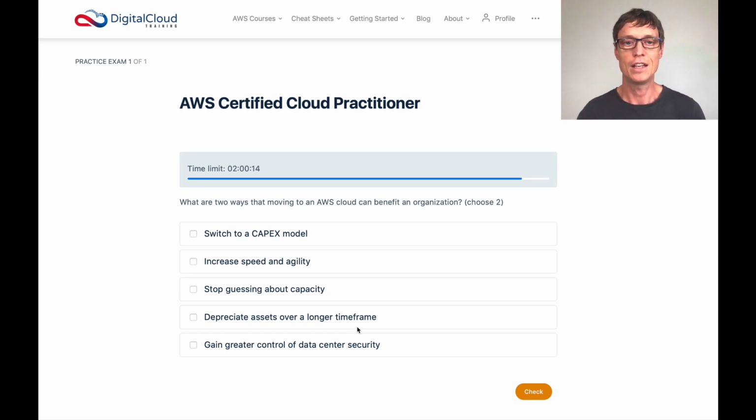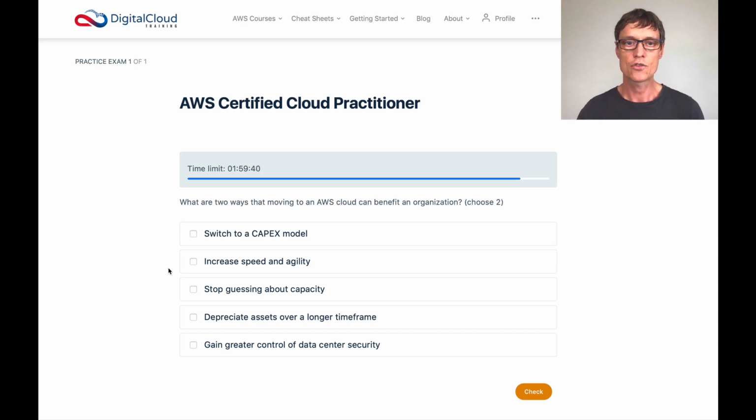So the first answer is switch to a CapEx model. Well, that means capital expenditure. And that refers to when you purchase things, like a physical server, and you've got to pay out a load of cash from your pocket. And that's not what you do in the cloud. So you can pay up front for things like reserved instances. But generally, it's what's called an OPEX model, so operational expenditure. And that means you're paying a monthly bill for what you consume rather than a big amount in a single go that you have to pay up front. So that's not a benefit.